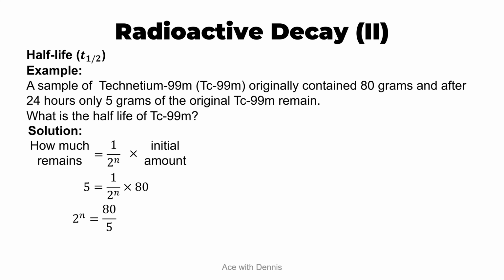2 to the power n equals 80 over 5, which means 2 to the power n equals 16, and n equals 4 half-lives. Hence, in 24 hours, it completes 4 half-lives. So now to calculate 1 half-life, it equals 24 divided by 4, which is 6 hours.